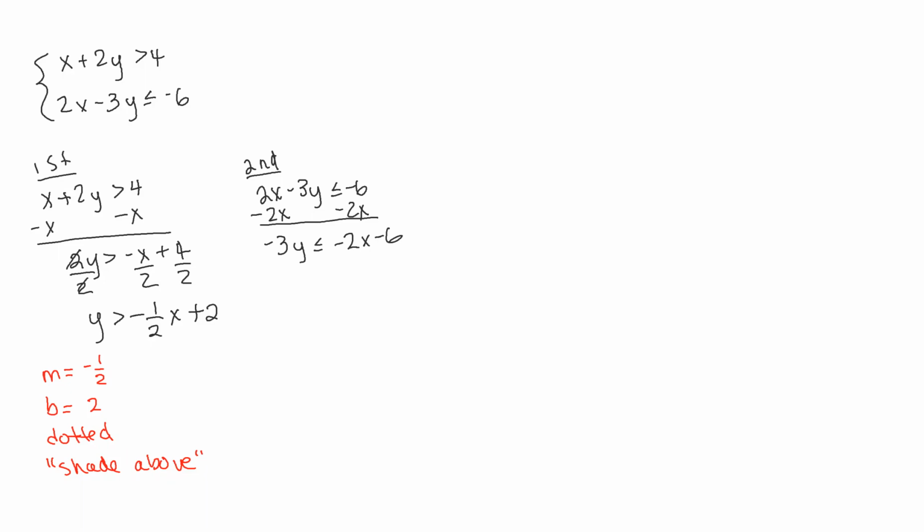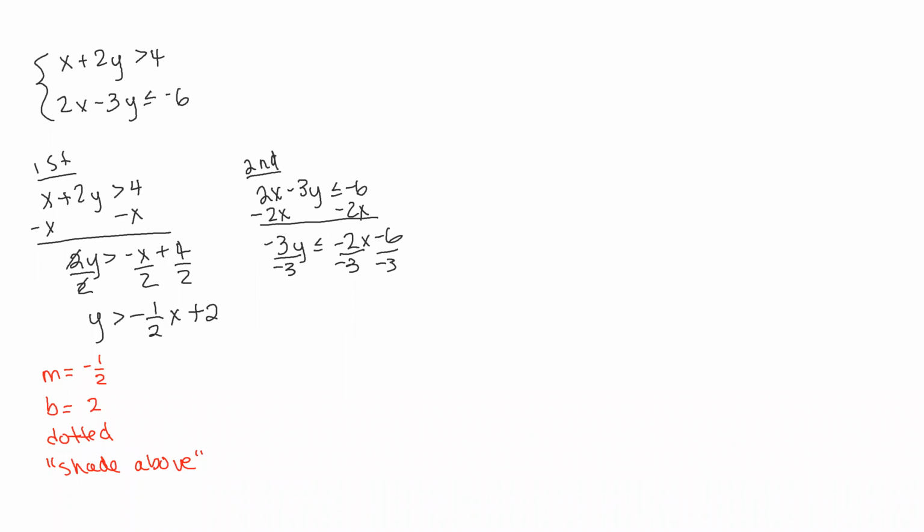Okay, so now in order to finally get y alone, we divide all 3 parts of this inequality by negative 3. And you have to remember, if you multiply or divide an entire inequality by a negative, you have to reverse your inequality symbol. So as we simplify, we also have to reverse the inequality.